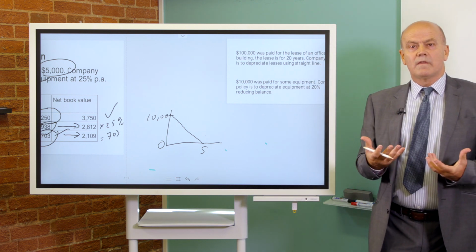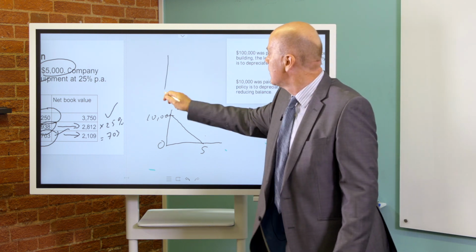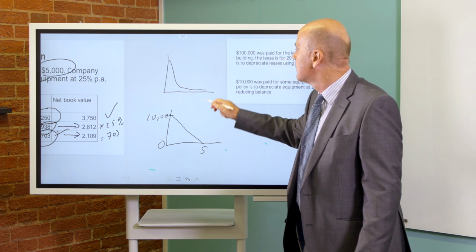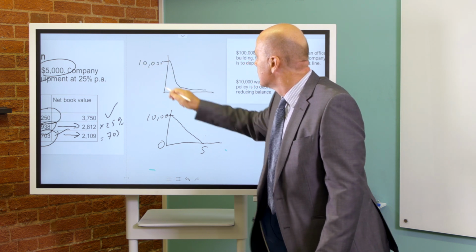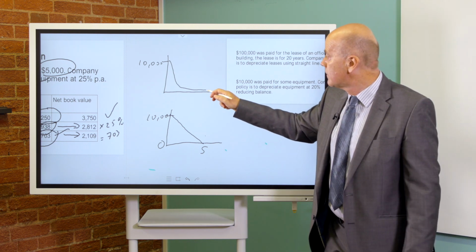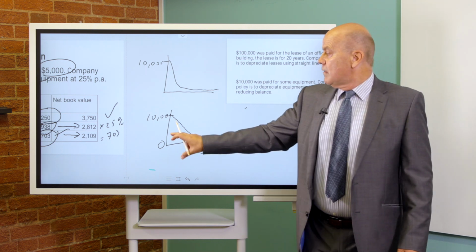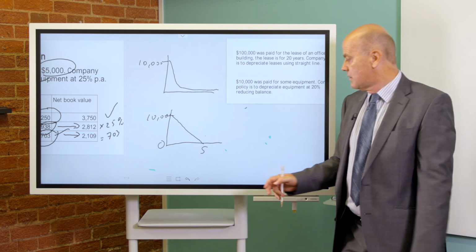Now, if we have some equipment that's reducing very fast in the early years, we do the reducing balance method, and that goes down sort of like that. So that's the original cost. And then it doesn't really actually fully depreciate ever. It goes on sort of forever effectively here. So that's the difference. We choose the method according to how much the asset is depreciating each year. So let's have another go at this. We'll try and do another example.